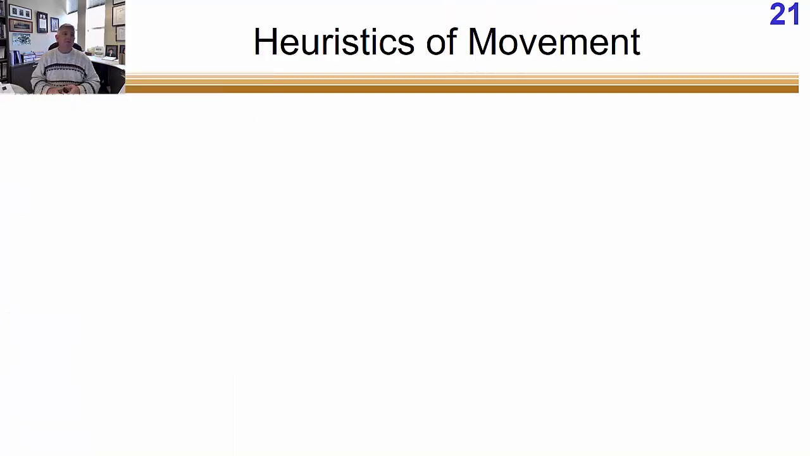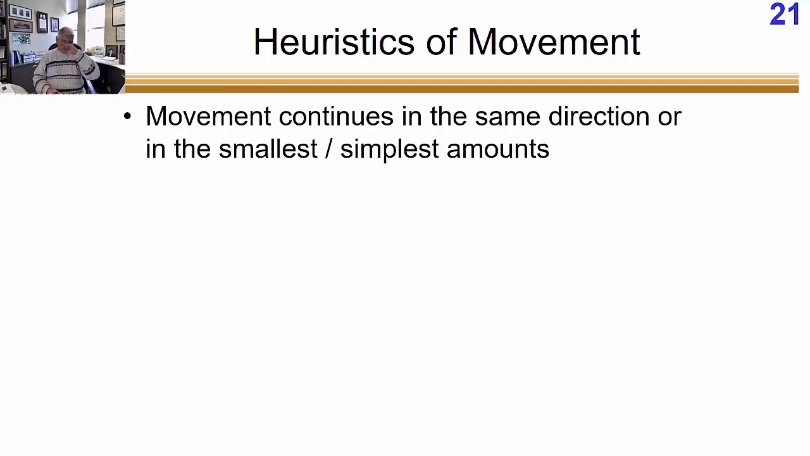Okay. So some other heuristics of movement is that movement generally continues in the same direction in the smallest or simplest amounts. So if I show you that X moving, most people perceive that X as moving clockwise, because we tend to perceive clockwise movements first as simpler before we perceive counterclockwise movements. But the X only rotated, it rotated the same amount in both directions, right? So you could potentially perceive that as moving counterclockwise.